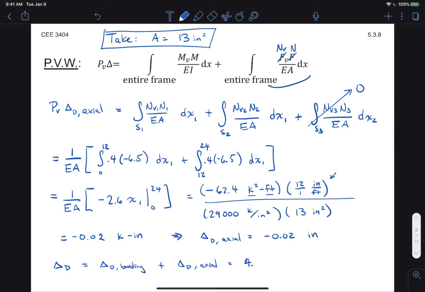So in this case, 4.03 minus 0.02 inches. So notice, obviously, that the displacements due to bending are much, much larger, 2 orders of magnitude larger than the displacements due to axial deformations. So in a lot of cases, it's also acceptable to simply ignore axial deformations. In fact, some examples will specifically ask you to ignore axial and consider only bending. So important to keep those relative magnitudes in mind.